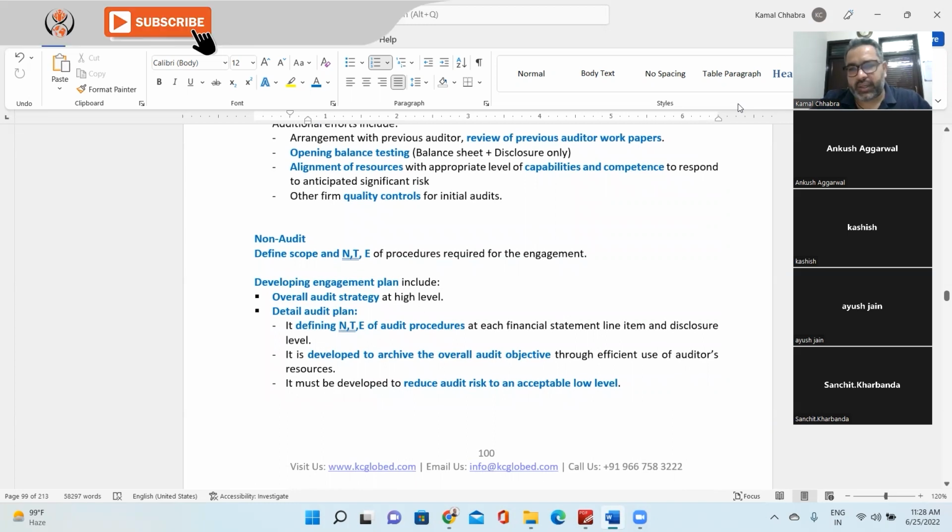So non-audit engagement. What all are non-audit engagement? Review, preparation, compilation, attestation. Review, compilation. And what standards we follow for the reviews? SARS. What standard we follow for attestation?